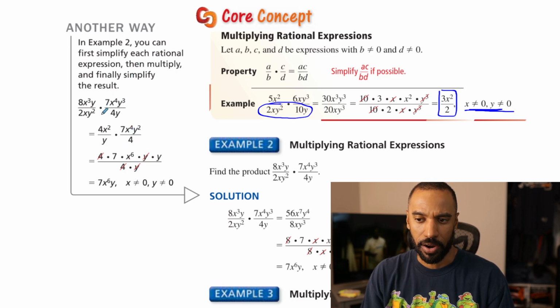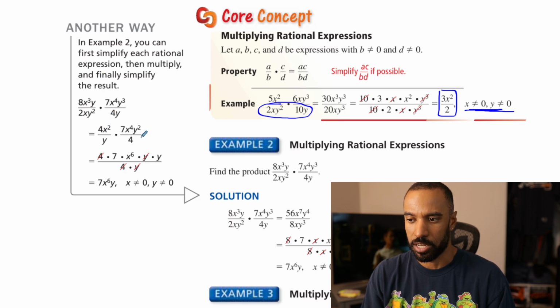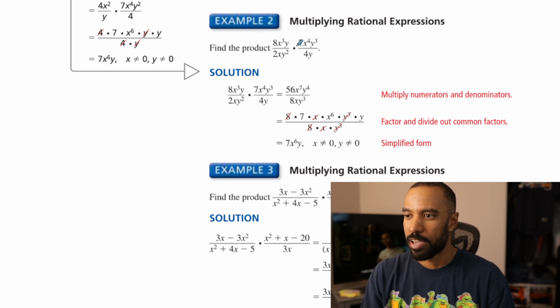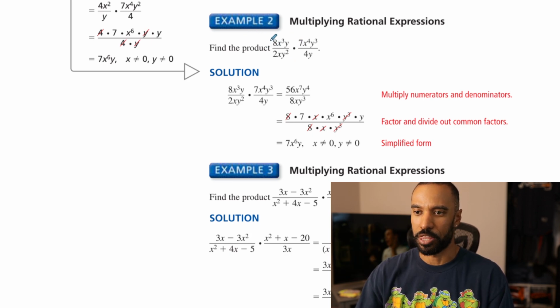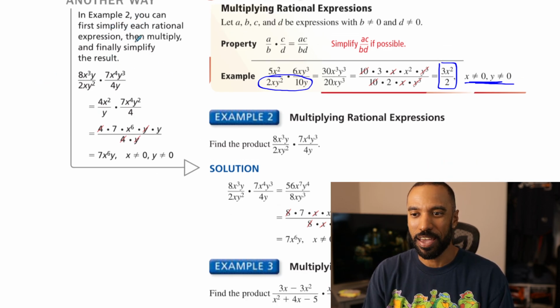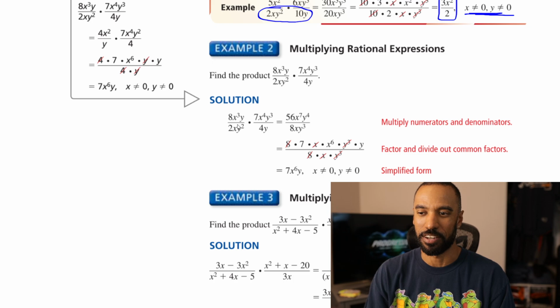I want to see what they're doing here. I can't tell. It just looks like another example to me. Oh, this is this bottom one. Okay. Find the product here, multiplying these guys. Again, what I tend to do is I tend to simplify things first. That's probably what they're mentioning. Okay, they're saying you could first simplify each rational expression and then multiply it and then finally simplify it.